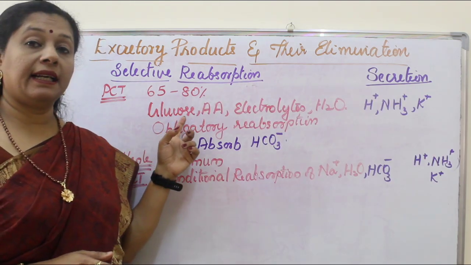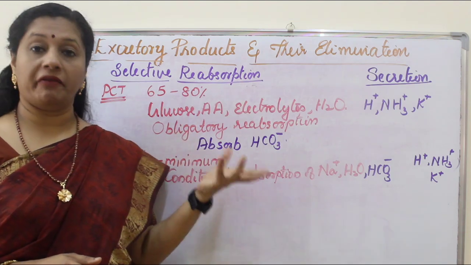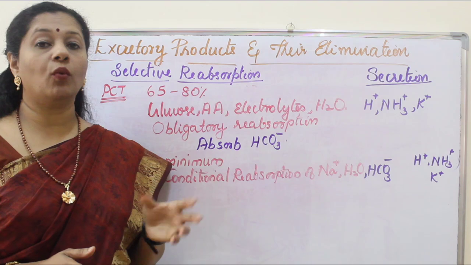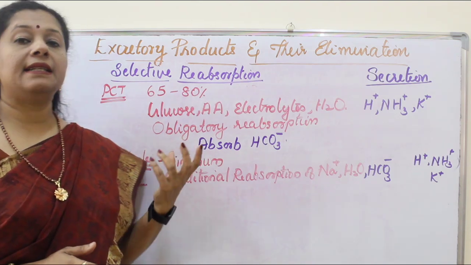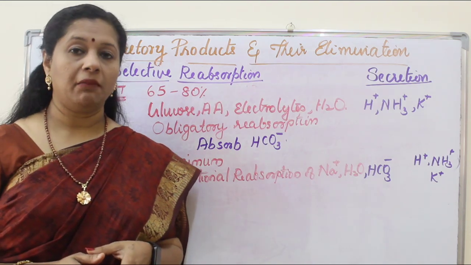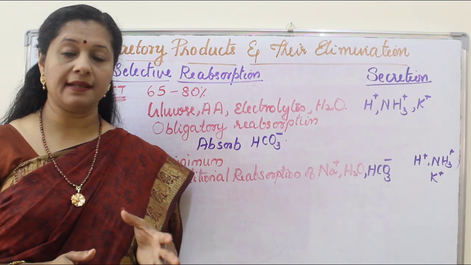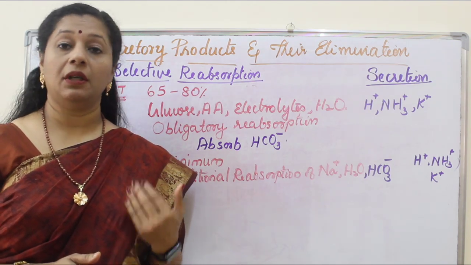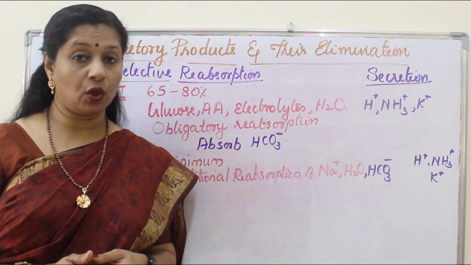What all things are taken back? Glucose and amino acids, obviously, we cannot lose them, they are the nutrients. Then some electrolytes and water are reabsorbed, and this is called obligatory reabsorption, because there is no choice. The body has to reabsorb all these things to get them back to the body. We don't want to lose them.